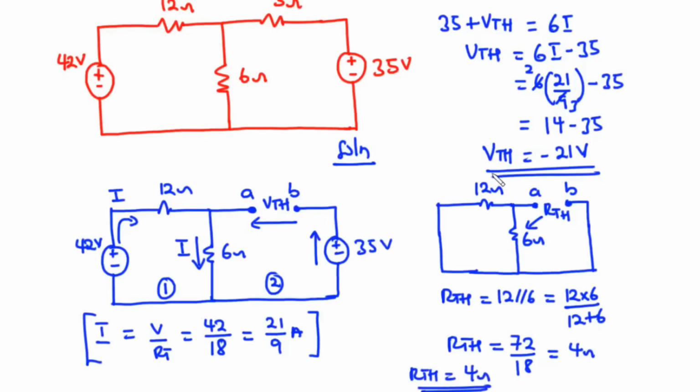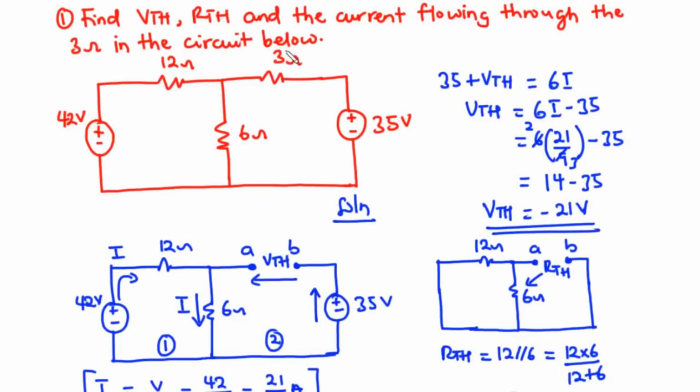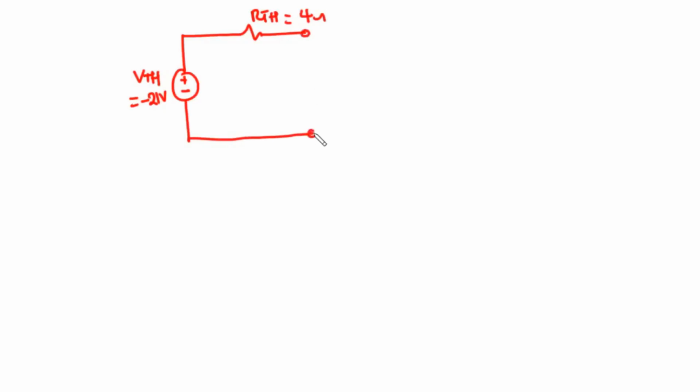Now since we have the value of VTH and then RTH, let's find the value of the current flowing through the 3 ohm resistor. So for the Thevenin's equivalent circuit, we have VTH to be minus 21 volts connected in series with RTH, which was found to be 4 ohms. And then since we want to find the current flowing through the 3 ohm resistor, we are going to connect the 3 ohm resistor between the two terminals A and B. That is, the load resistance is 3 ohms.